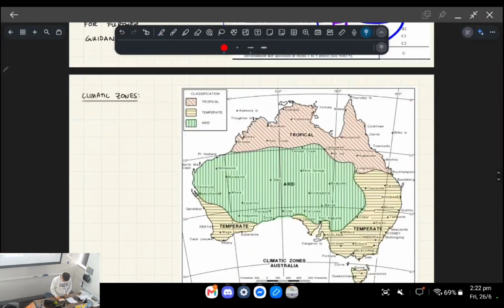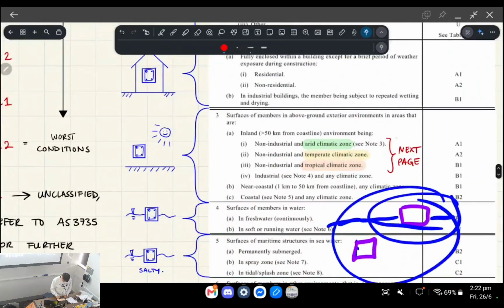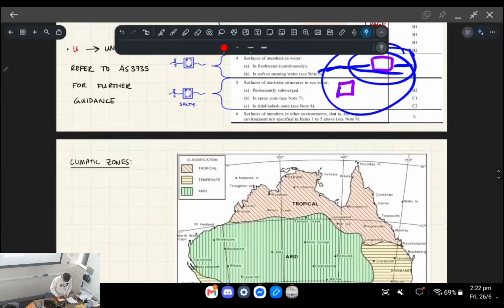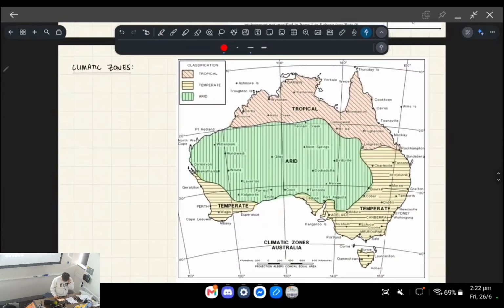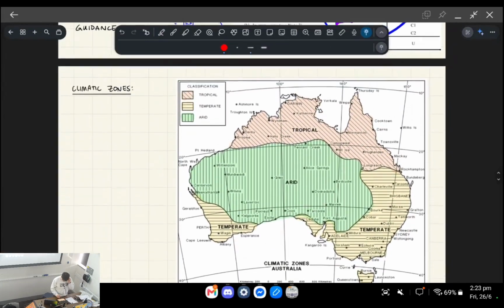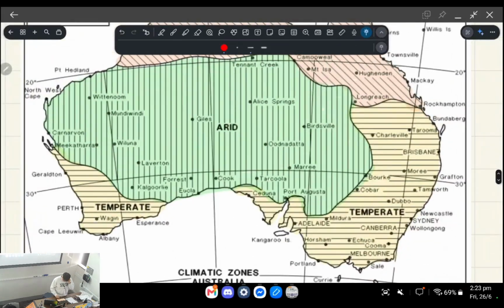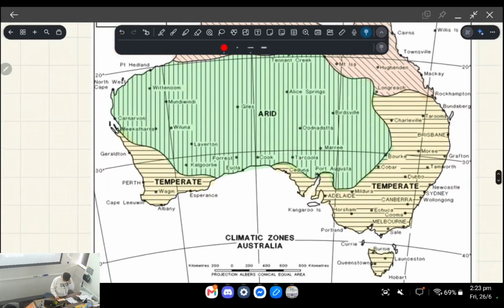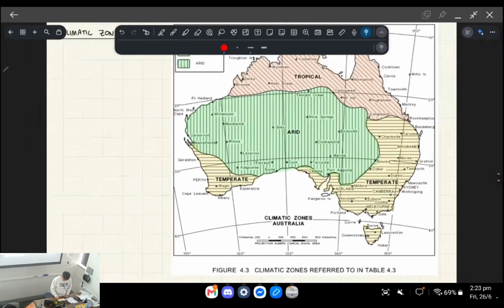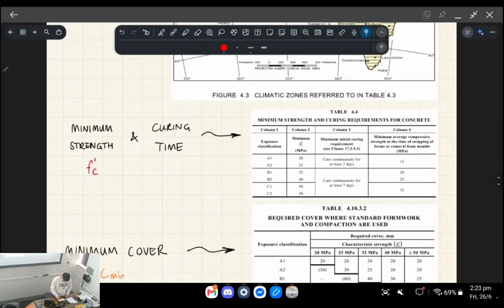Okay. So climate zones, right? If you read part 3, where we're talking about members which are outside and above the ground, there's arid, temperate, and tropical climates, right? And here's a map of Australia that they've got in AS 3600, which is just referring to the different zones, right? So if the question says we're in Charleville, wherever that is, you're in temperate conditions, essentially, right? So you just read off of this map.